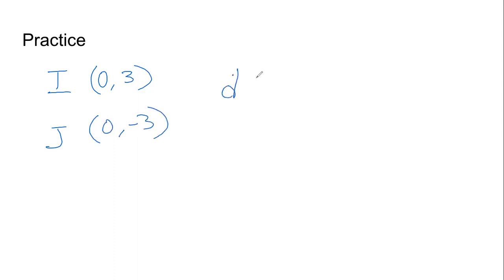Suppose there are two more points called I and J. Coordinates of the point I are 0, 3 and coordinates of the point J are 0, -3. If I ask you what is the distance between I and J, calculate and tell me how. Pay attention to the screen.